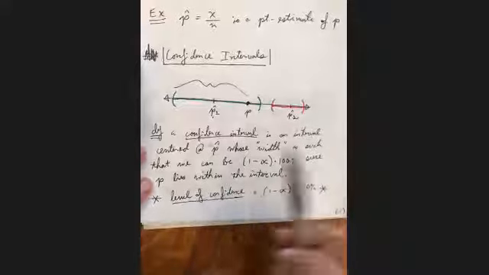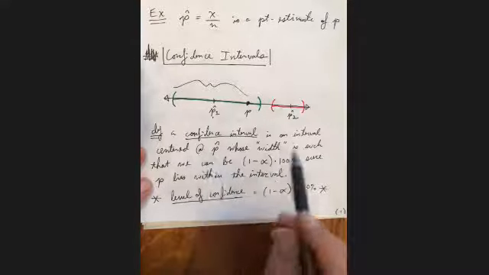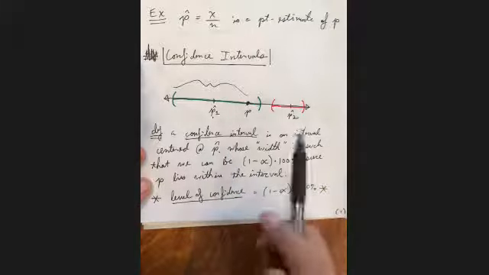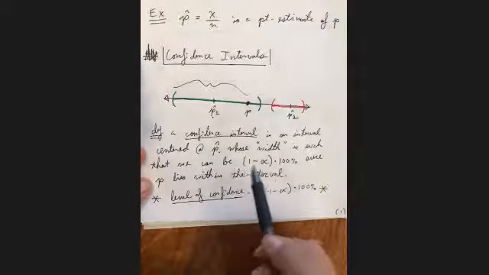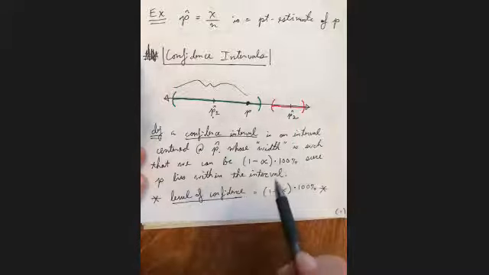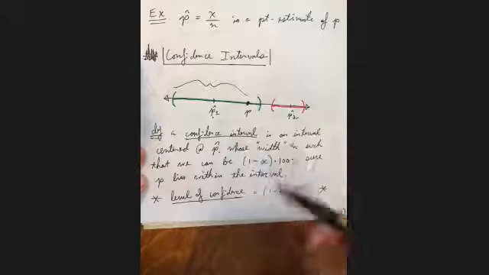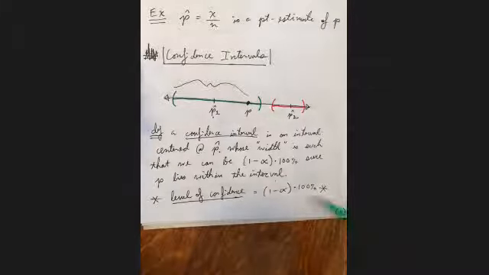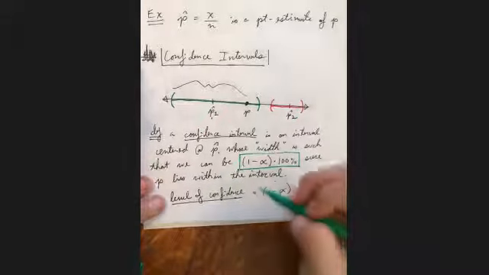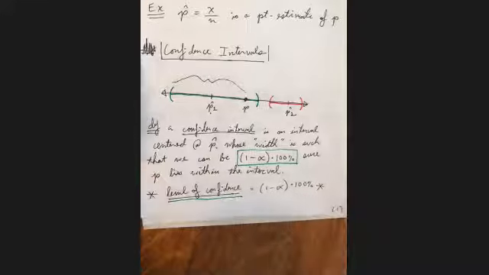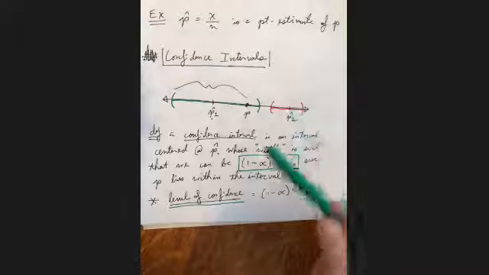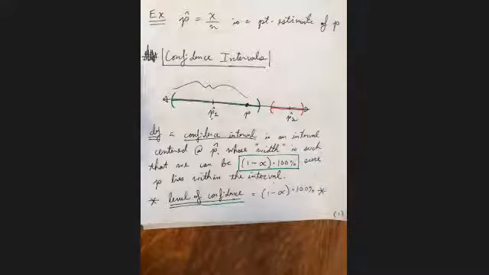Okay, so to say it in the textbook way, a confidence interval is an interval that's centered at p hat, at some point estimate, where the width is such that we can assert with (1 minus alpha) times 100% certainty that p lies within the interval. Now, this (1 minus alpha) times 100%, I just threw that in here. We're going to deal with this quite a bit in this chapter. This is known as the level of confidence. What alpha is, we'll discuss shortly. It's called the significance level, but it doesn't matter right now.